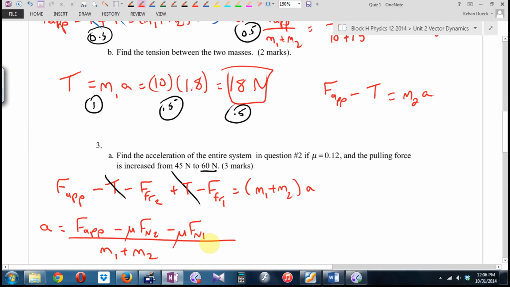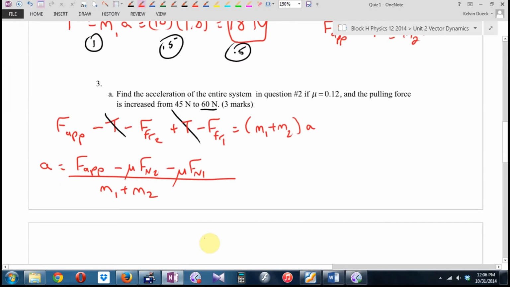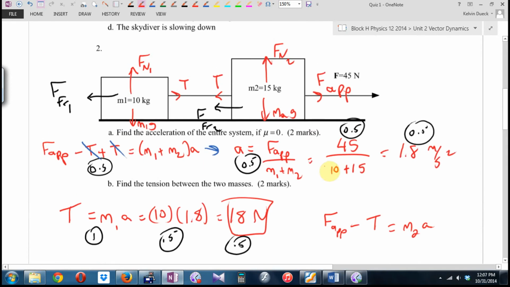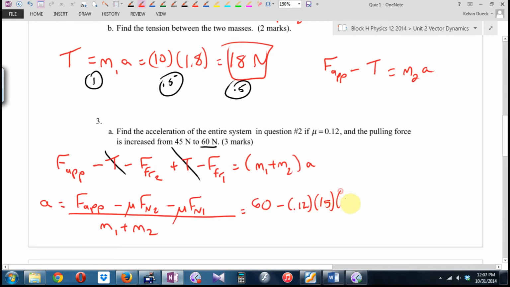I don't know the normal force. Oh, but look. I know another force the same size as the normal force. It's going to be applied, which was 60, minus mu 0.12. How big is the normal force in this diagram? By the way, that answer is going to be changing after today. But for now, it's still m2g. It's going to be m2, 15, times 9.8, minus 0.12 times 10 times 9.8, all divided by 10 plus 15.